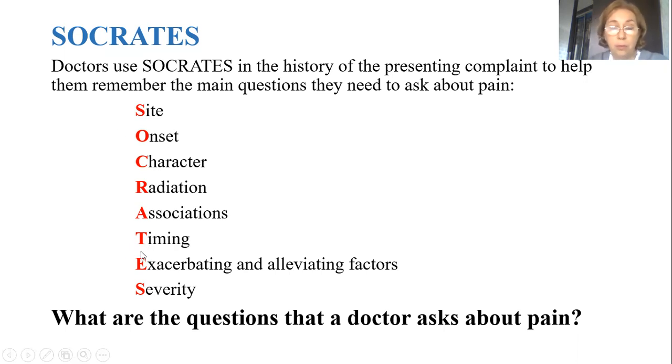Okay, about these factors, exacerbating and alleviating factors. What factors make the pain worse and what factors make the pain better? Exactly. And about severity of pain. How strong is the pain? How bad is it? Yes. How strong is the pain, actually?